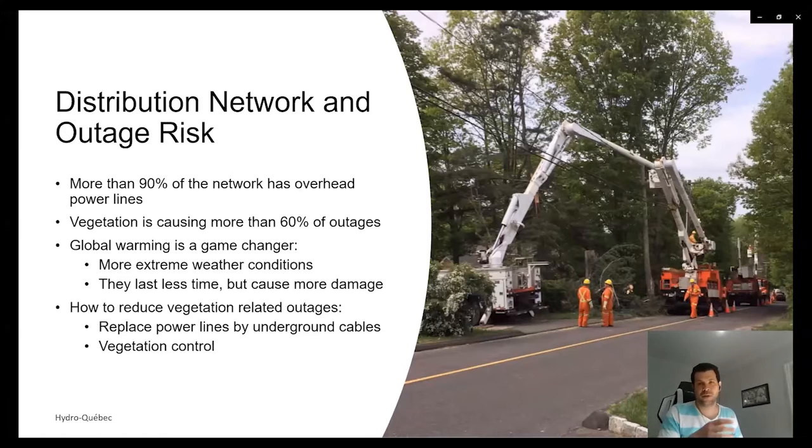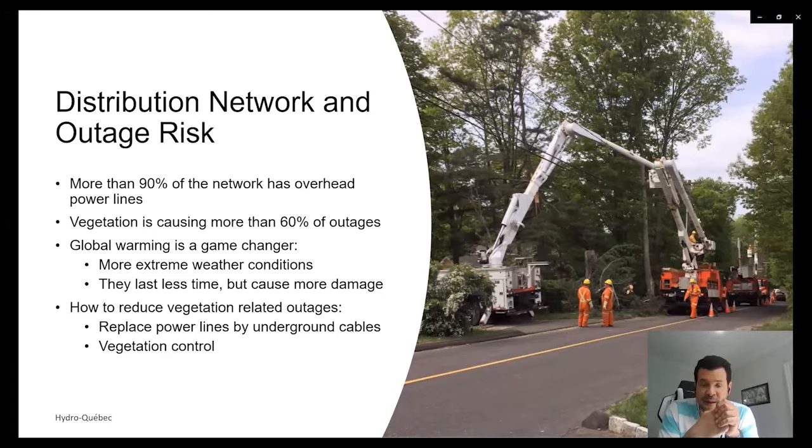Once you have a branch or a tree that touches the medium voltage of your network, it can cause an outage, and it will reduce the reliability of your distribution network. So for us, 60% of our outages are because of vegetation. And also, we discovered lately that global warming is changing the way we deal with outages. We are facing more extreme weather conditions. The frequency is higher than before, let's say over the last 10 years.